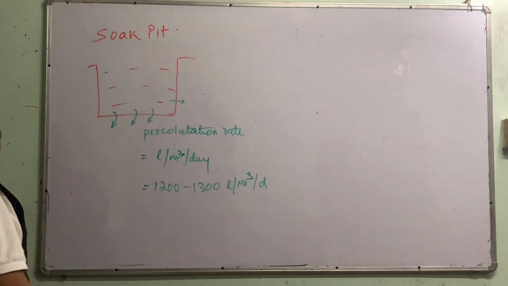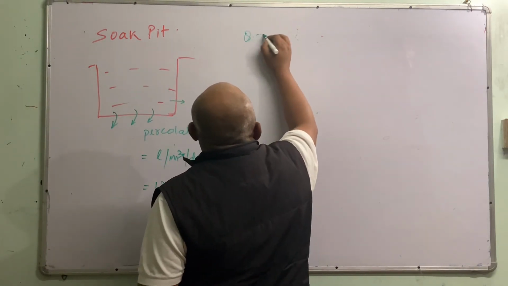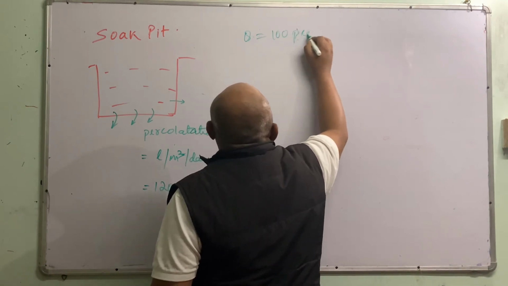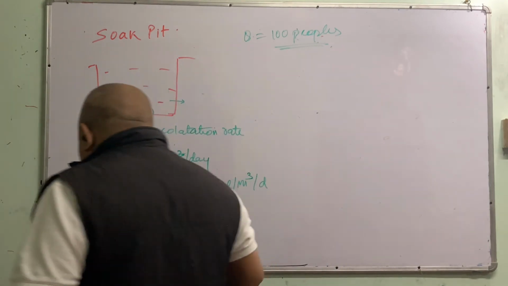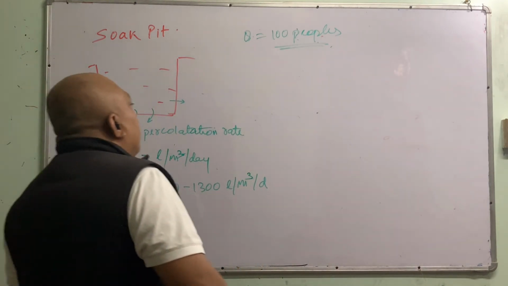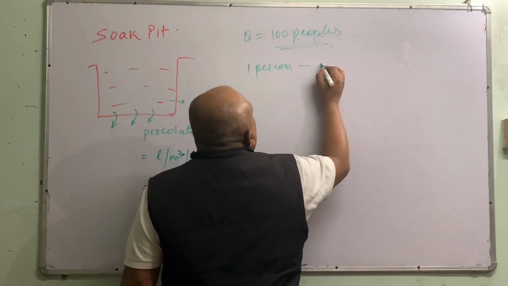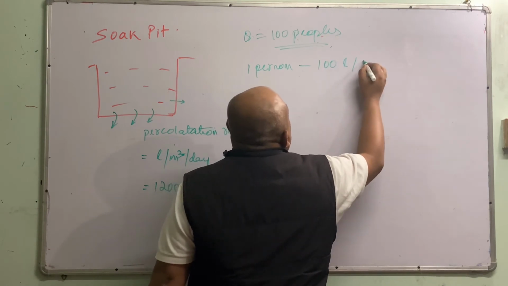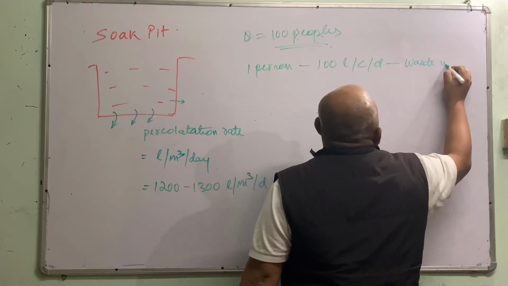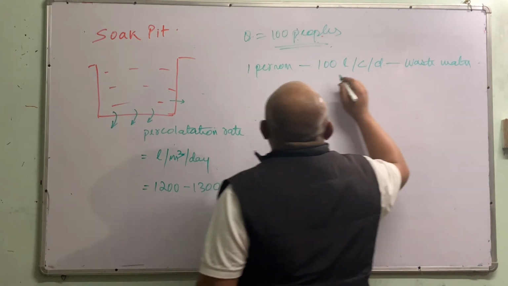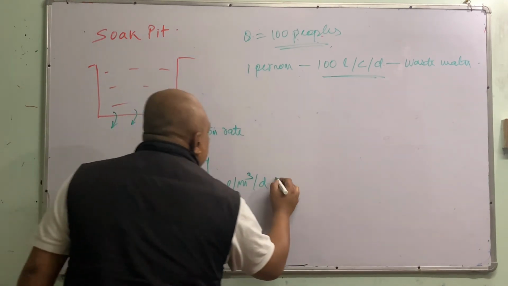So just now, if you have to design for 100 people, this is 100 people. For 100 people, we say that one person gives out around 100 liters per capita per day of wastewater. Now you have this, and the percolation rate, you have this. This is to be assumed.